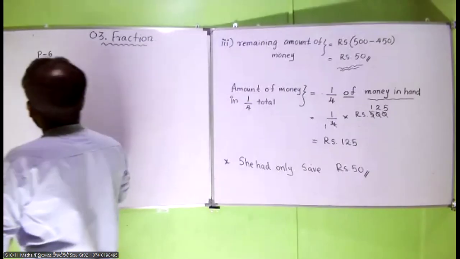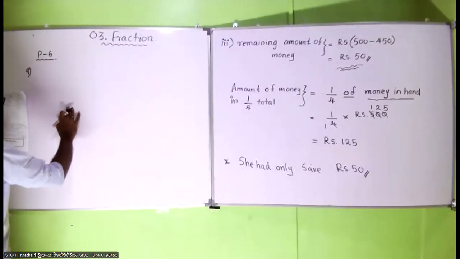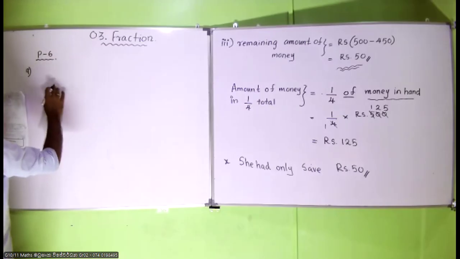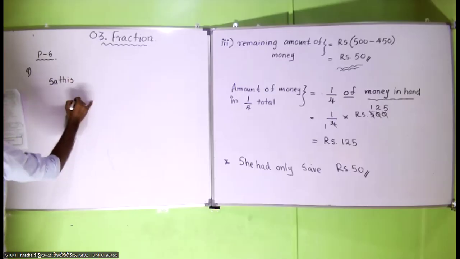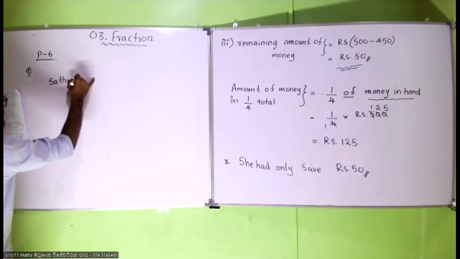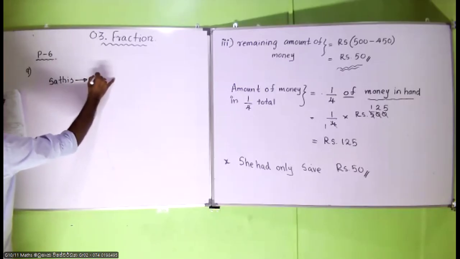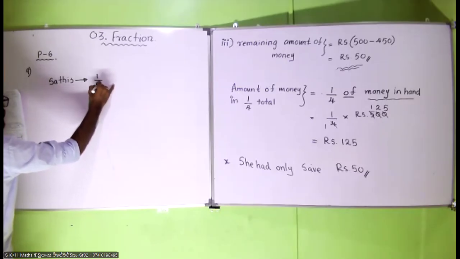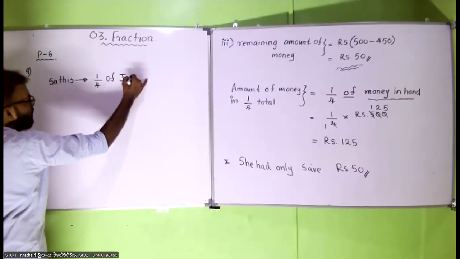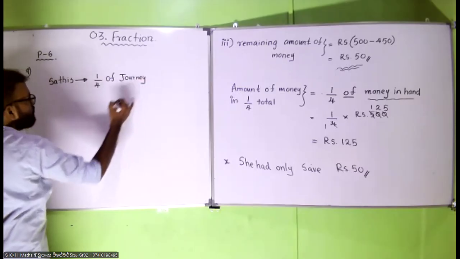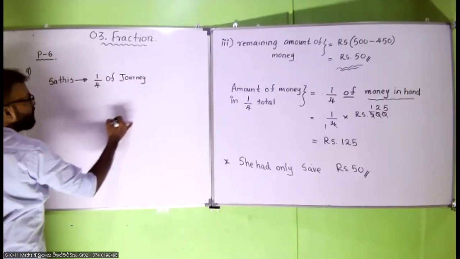So we have to draw a small sketch to understand this question. Let's draw it. Here you have Satish. Now he has traveled 1/4 of the journey.